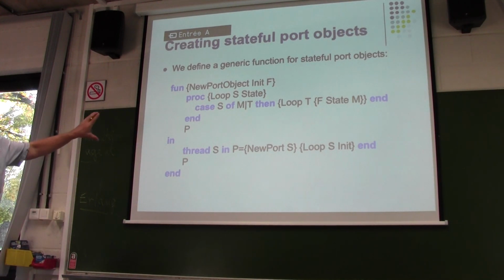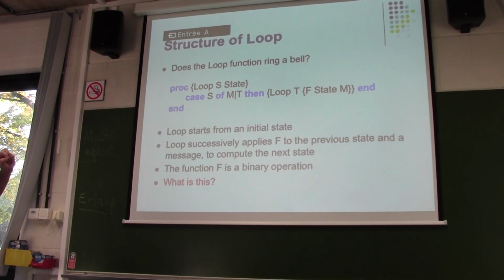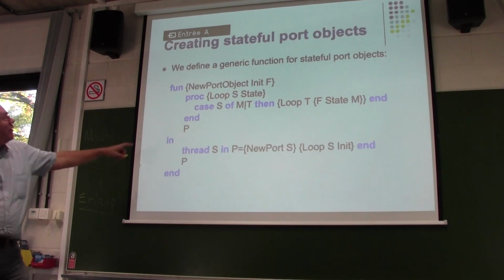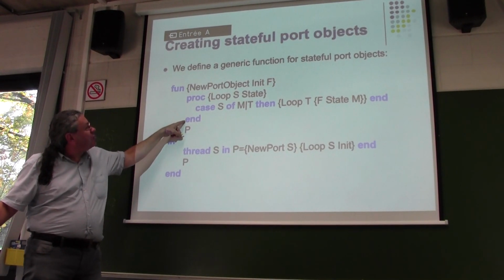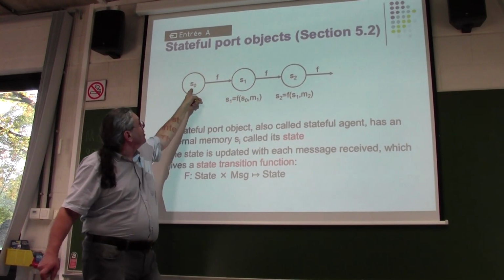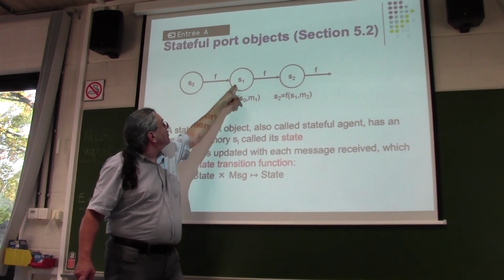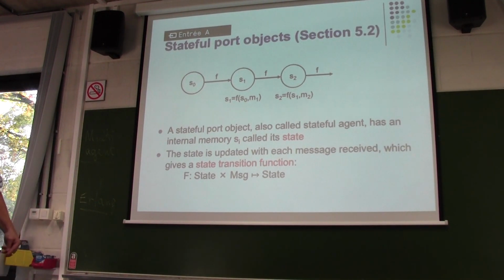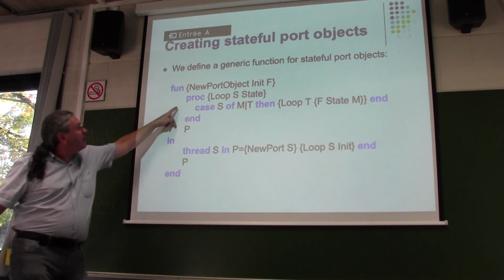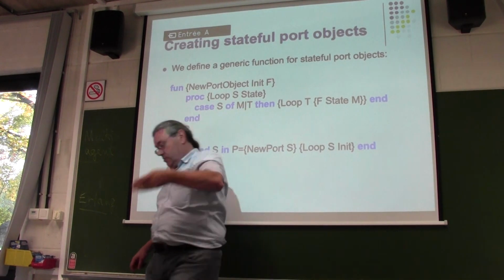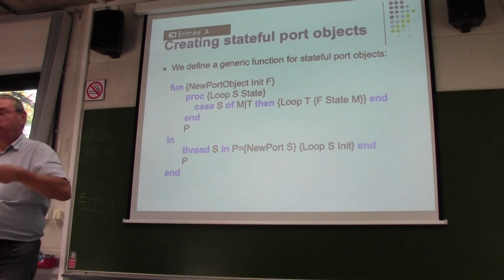Okay, so let's first study this, because in this course I really want to study fundamentally. This is the loop function. This is an interesting function. It is actually doing the state transitions: S0, F of S0 and M1 gives S1, and so on. Each time you send a message, we create a new state. That's what the loop is doing. It starts with a state, and it does F of state and M, and it keeps going when the Ms arrive.